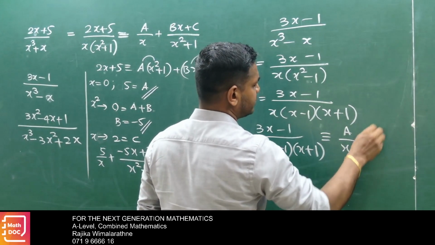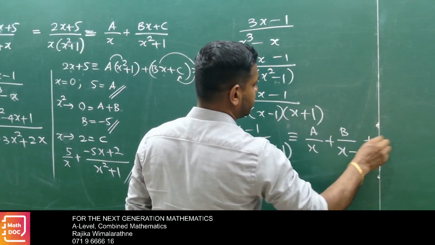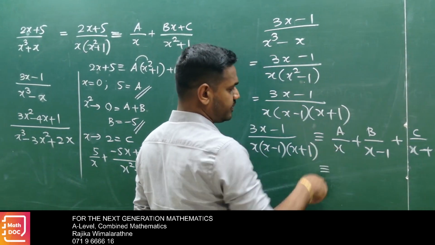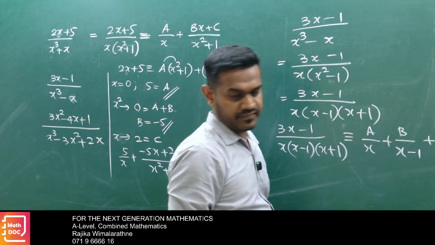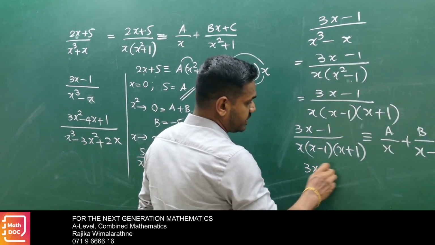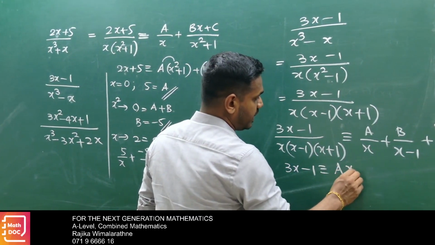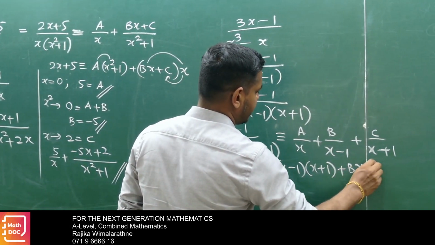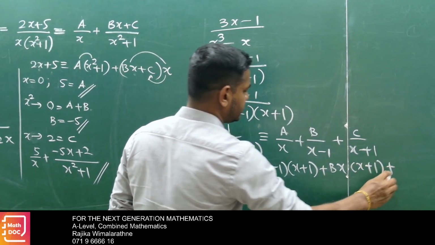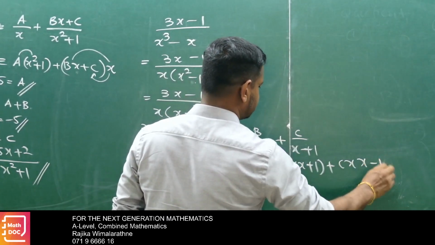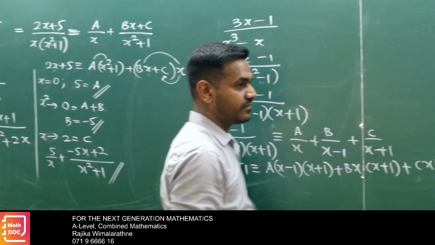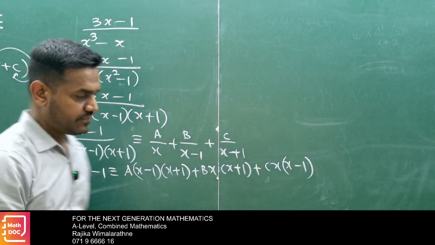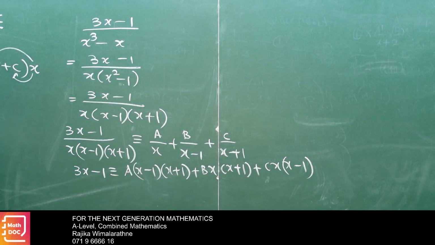Then here 3x minus 1 over x, (x minus 1), (x plus 1): a over x, b over x minus 1, c over x plus 1. Then you find partial fractions. You have to proceed now. 3x minus 1 equals a into (x minus 1)(x plus 1), plus b into (x plus 1), plus c into (x minus 1). Here it is. Okay, then continue. Substitute values.